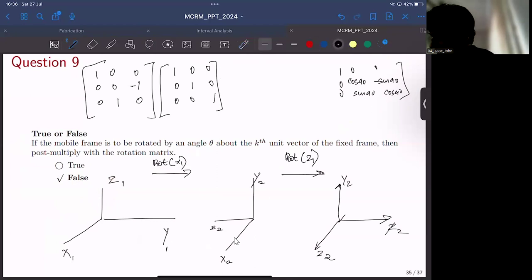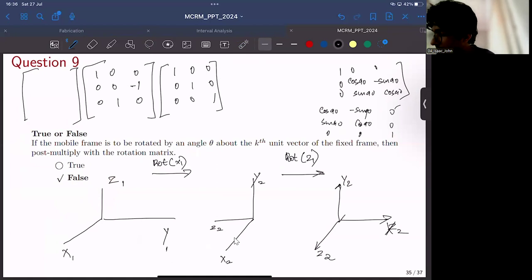Okay. I think this is X2. Yeah. So rotating with respect to the Z2 axis, the rotation matrix of the Z2 axis is cos 90, minus sin 90, sin 90, cos 90, 0, 0, 0, 0. This is Rx, this is Ry. Sorry, Rz.